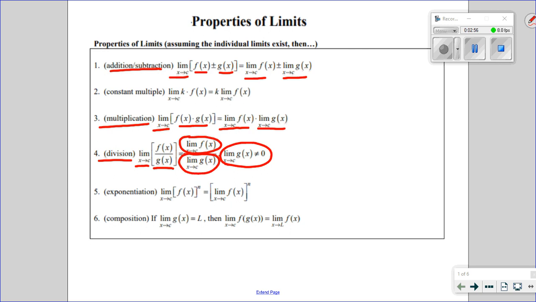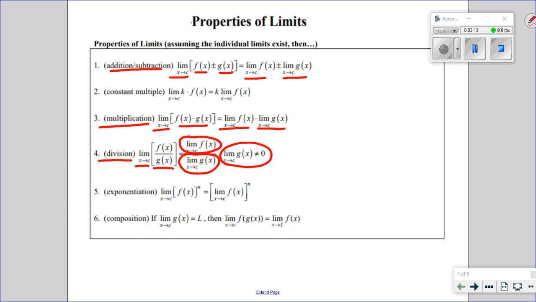All right, let's go back to number 2 now. We have what's called a constant multiple property. And sometimes we call these laws as well instead of properties. So if you hear me say limit laws, or the constant multiple law, that's why.